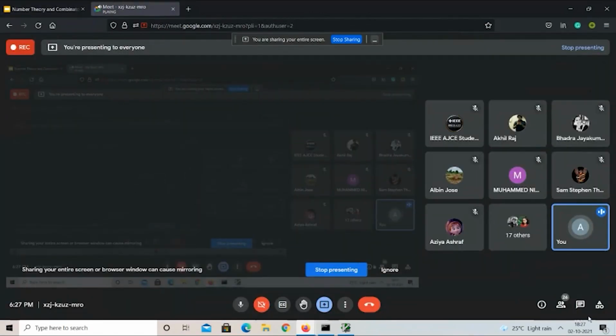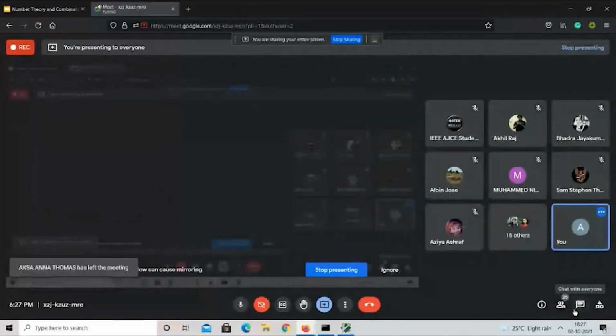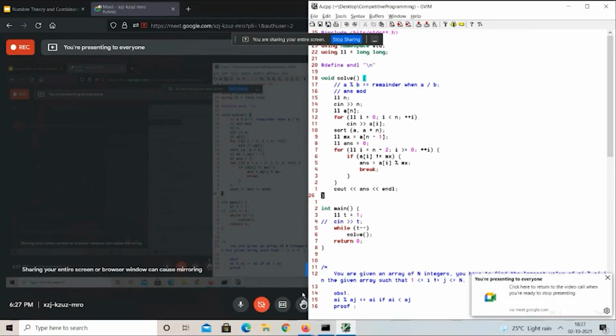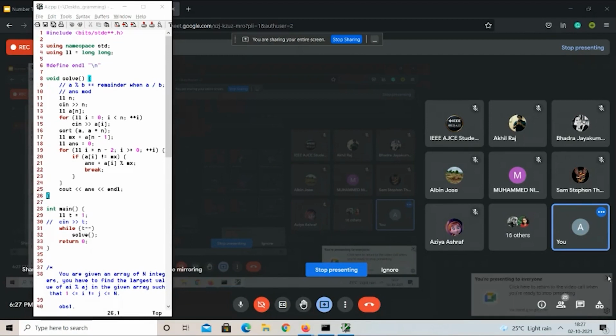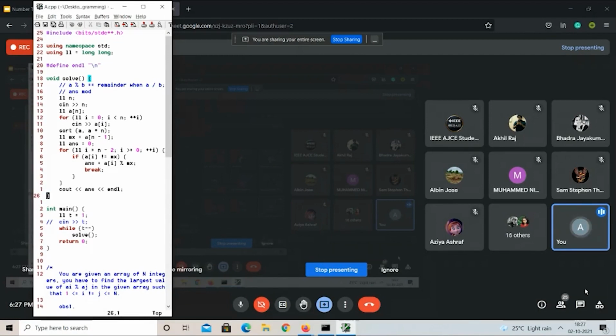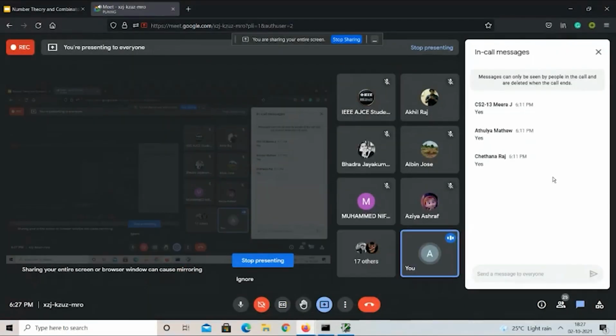So is there any doubt? Please feel free to ask if you have any doubt. Or is there anyone whom I should explain this in Malayalam? If you have any such doubts, you can ask now, because later on, if I move to another slide, it's hard to come back and explain. So I assume that no one has a doubt.